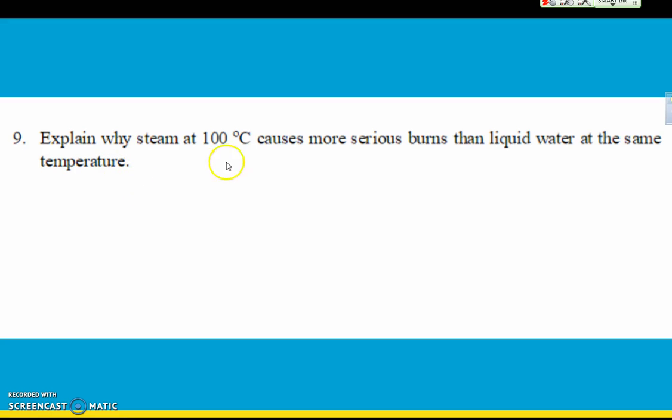Right, so number 9 asks why steam at 100 degrees Celsius causes more serious burns than liquid at the same temperature. And this might seem a little bit strange, but there's actually more energy in the 100-degree steam than the 100-degree water. So I'm going to do this one with you. There's more energy.